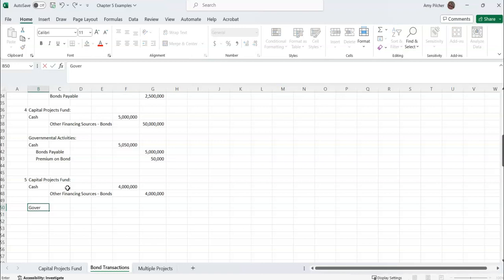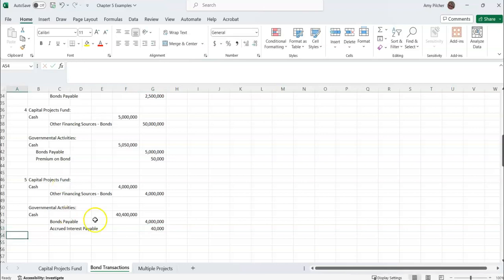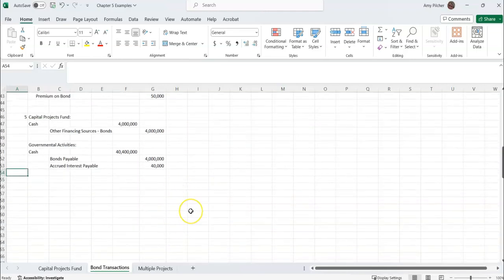and in the governmental activities, we're going to have cash of $4,040,000. Bonds payable of $4 million, and then accrued interest payable of $40,000 for the fact that the bonds had 2 months of accrued interest at the time of sale.